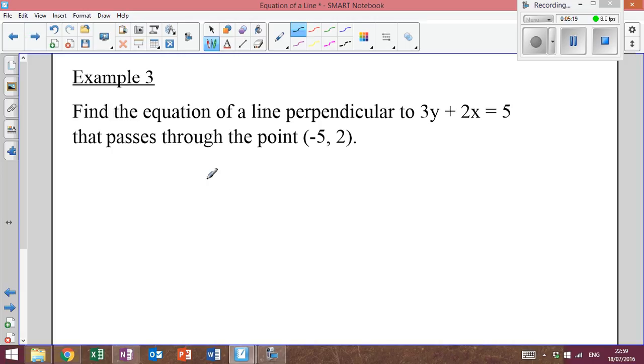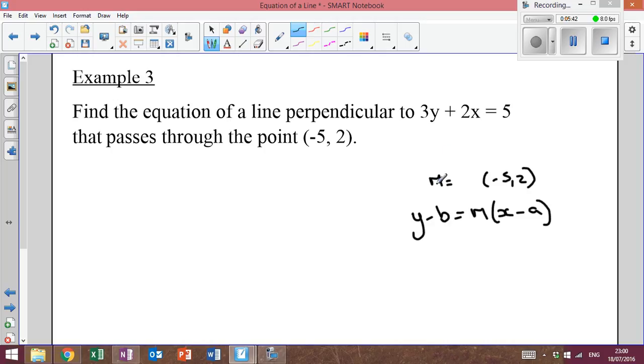Okay, and example 3, find the equation of a line perpendicular, and that's important, to 3y plus 2x equals 5 that passes through that point. Again, I'm finding the equation of a line, so I'm going to be using this. So I'm going to write that down. I need the gradient. Do I know that yet? Nope. Do I know a point? Yeah, I do. I've got minus 5, 2.